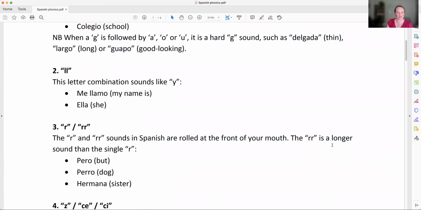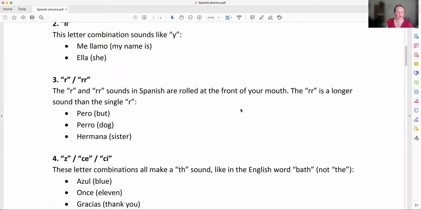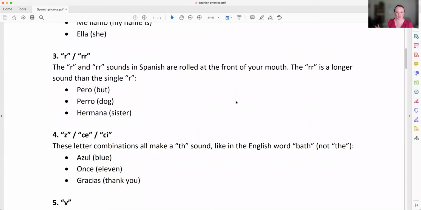Another sound that is unique to Spanish, different to English, is double L. It is a Y sound. So, for example, me llamo, meaning my name is, literally means I call myself. Ella, meaning she. In some accents in Spanish, it's actually a much harder sound, more like a J sound almost. But the way I tend to speak and pronounce Spanish and the way I teach it is that the double L is a Y sound. So me llamo and ella.